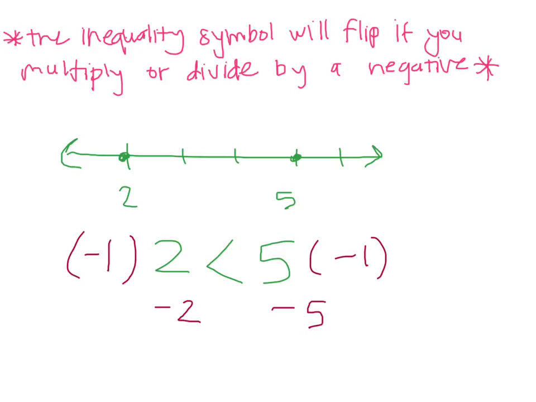Well, let's look at another number line. We now have -2 and -5. -5 is over here. -2 is over here. -2 is actually greater than -5. So anytime you multiply or divide both sides of an inequality by a negative number, it's going to cause the value to flip, which means that the larger number is now going to have a smaller value. And the smaller value will now have a larger value.